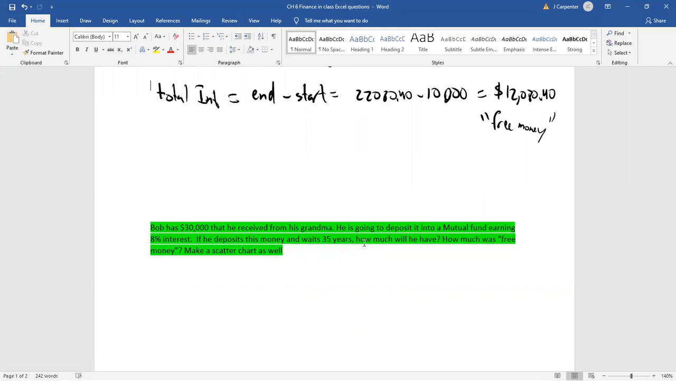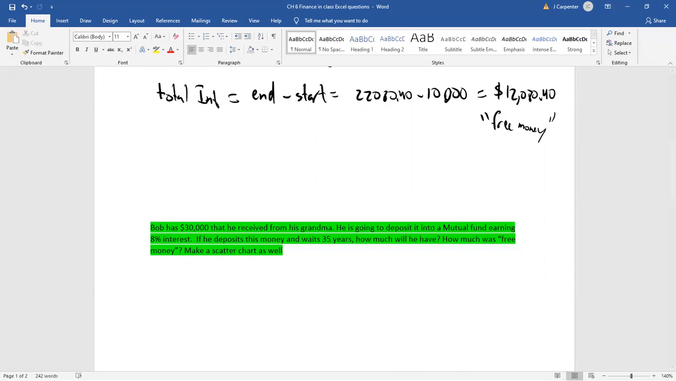You might lose 40% next year and then gain 100% the year after that. It's a wild ride. Buckle up. So he's going to deposit this money and wait 35 years. And maybe Bob's just like, well, maybe I can retire off of this. Maybe I don't have to keep adding to the pile. Maybe Bob should still be adding to the pile no matter what, because, hey, what's wrong with having more money? How much will he have? How much was free money, aka interest?